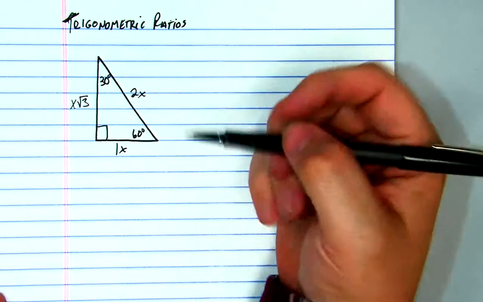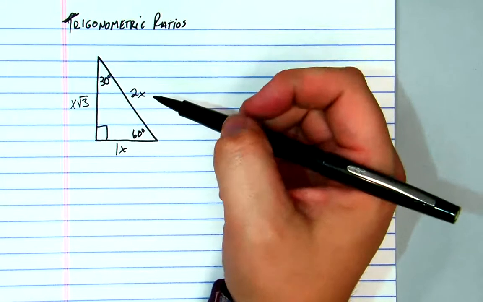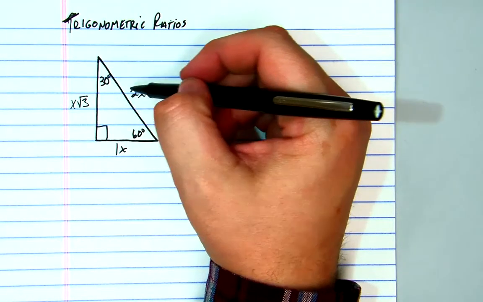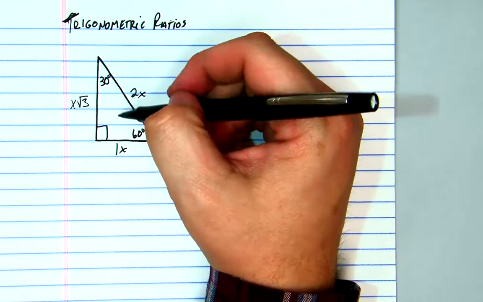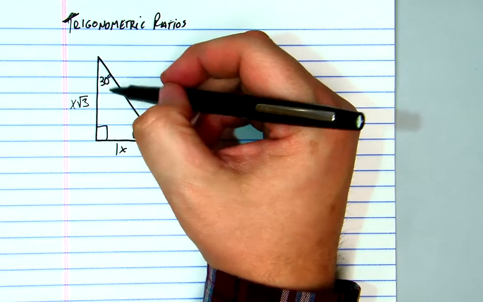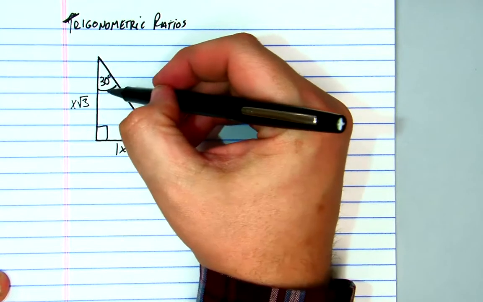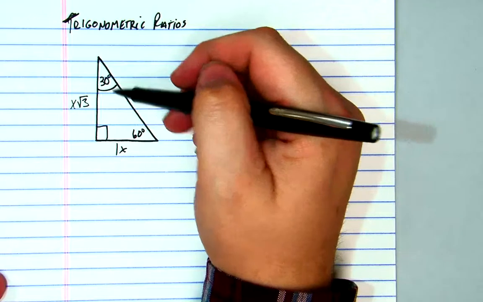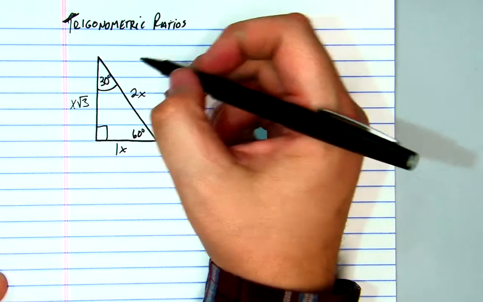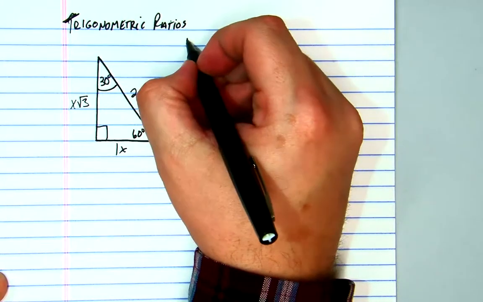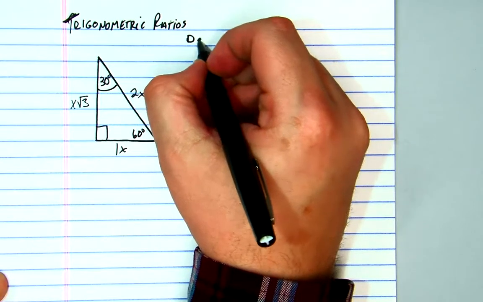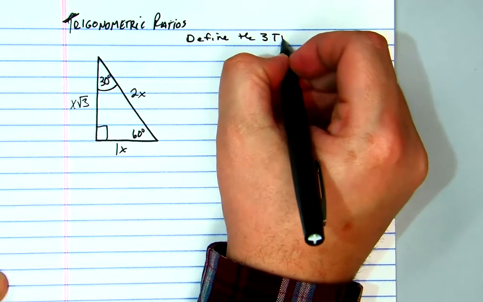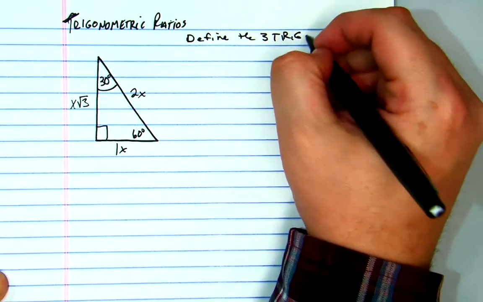No matter what triangle I have, the acute angle 30 degrees, the ratios of the sides, looking through the eyes of the angle, 30 degrees here, no matter how big or how small the triangle is, the ratios of the sides are exactly the same. And first off, we're going to define the three trig ratios.